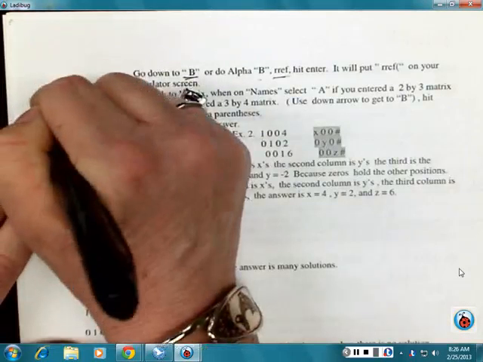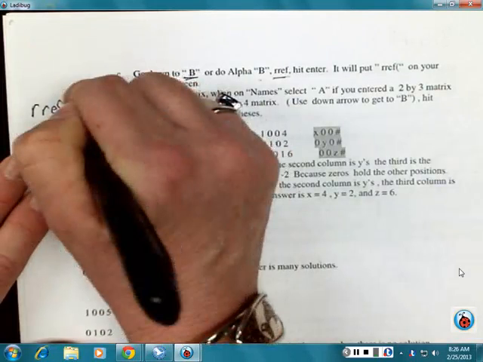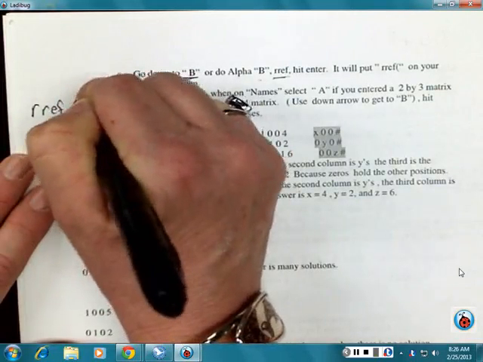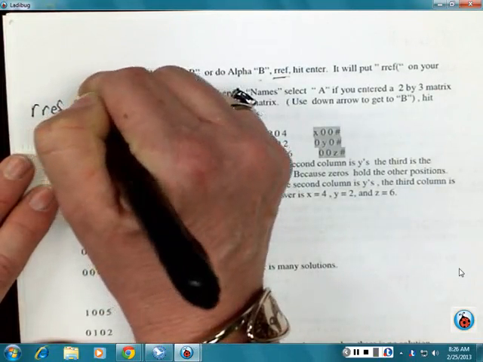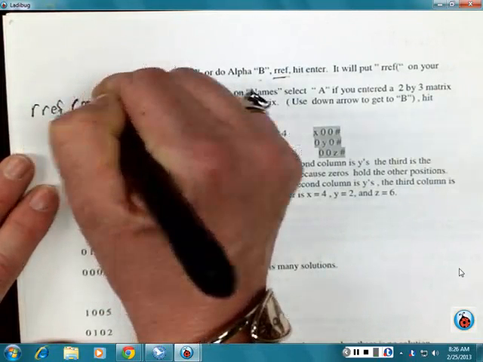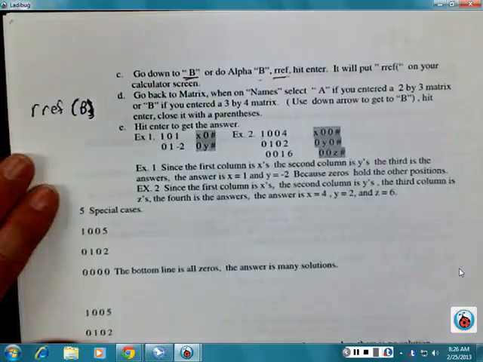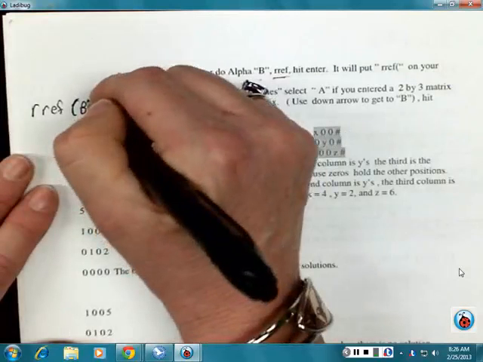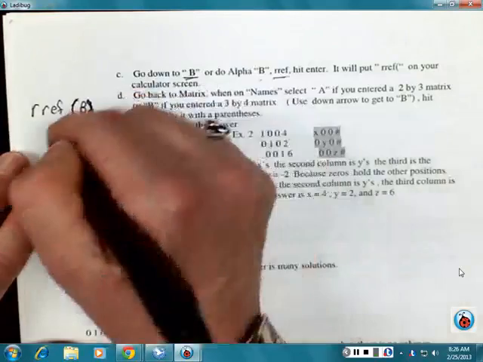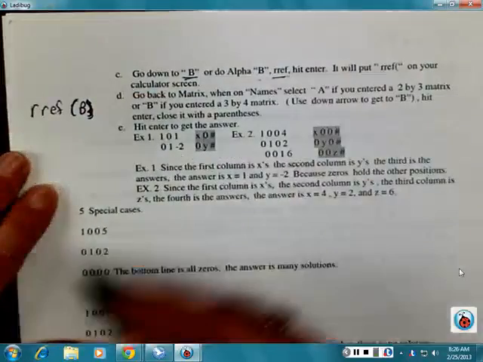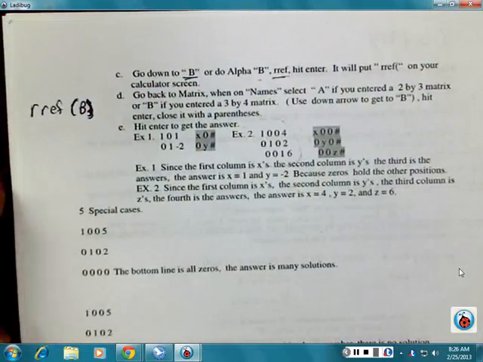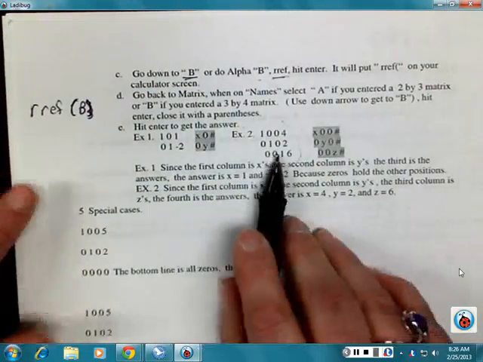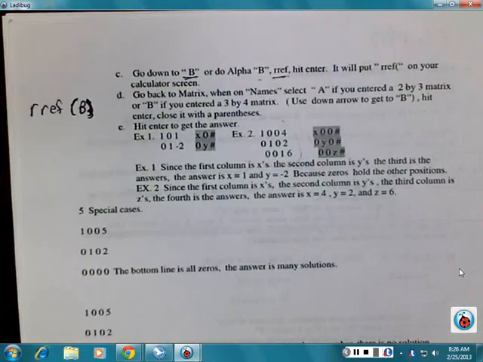It has something that looks like RREF. Then it has B. It's braces, I think. Is it braces or brackets? It's parentheses. Close it with another parenthesis. Hit enter. And below, you should have this as your answer. Everybody get that as the answer? Yes? No? Someone says no?